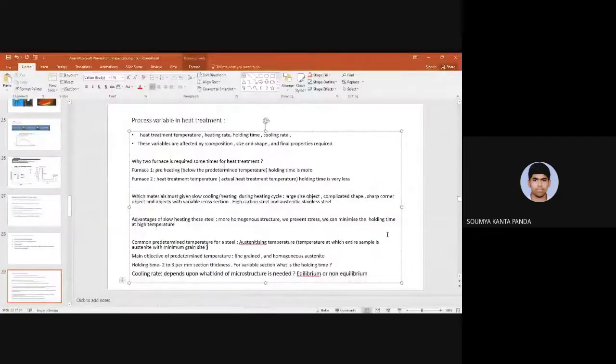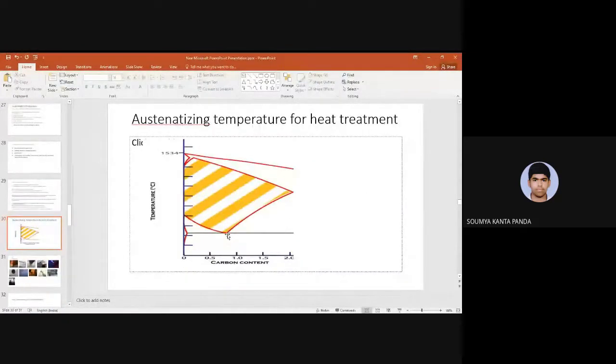Just look at this image. Austenitizing temperature starts from here to end over here. So now can you justify that? Sir, we just go just above that line. Yes, very good. We have to go just above the austenitizing temperature.